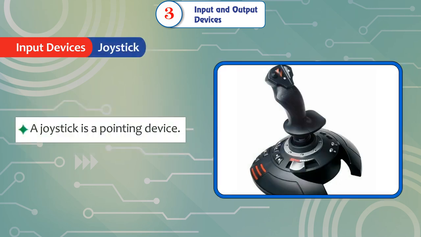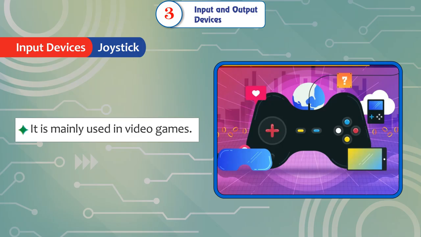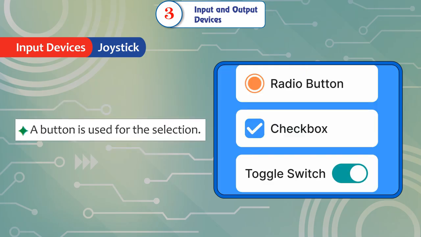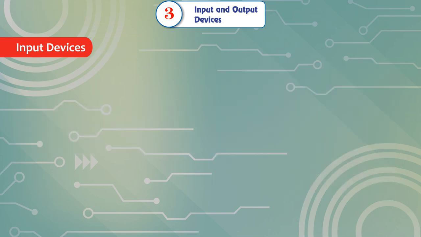Joystick. A joystick is a pointing device. It is used to click and select the items. It is mainly used in video games. It consists of a box having a stick with a button on the top of the stick. A button is used for the selection. You need to hold and move the stick, which in turn moves the pointer on the screen.